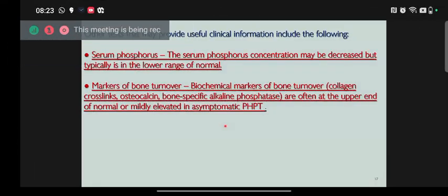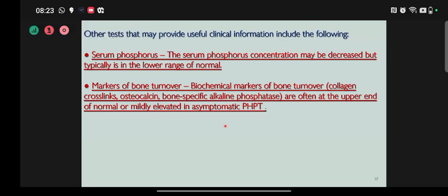Other tests which may provide useful clinical information include the following: serum phosphorus. The serum phosphorus concentration may be decreased, but typically it is in the lower range of normal. And the biochemical markers of bone turnover, like osteocalcin and bone-specific ALP, are often at the upper end of normal or mildly elevated in asymptomatic PHPT.